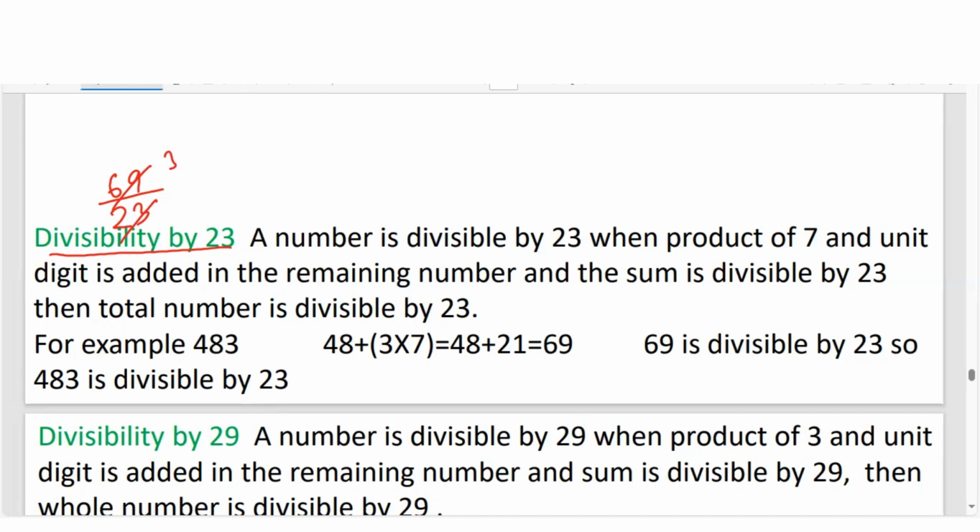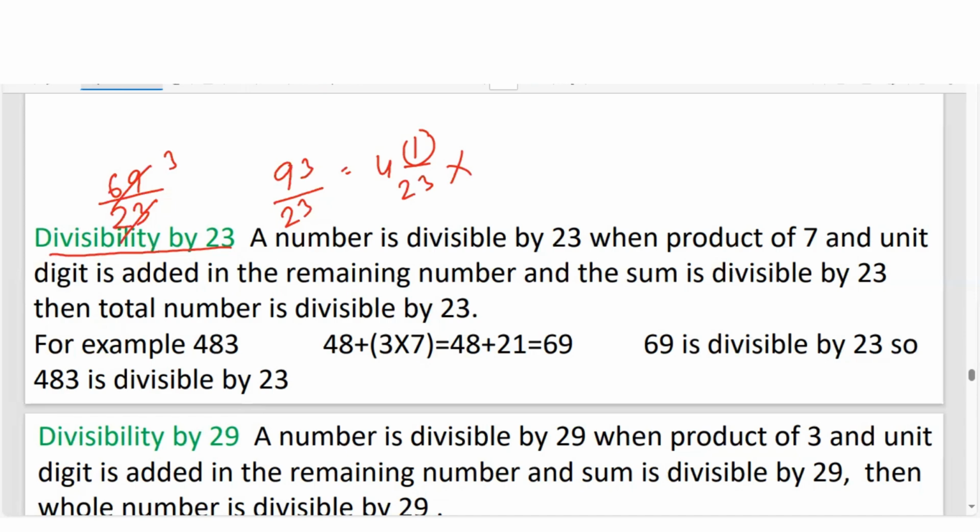Similarly, now the other number is given, suppose 93. You want to check whether that number is divisible by 23 or not. You know 23 fours are 92. It is 93, so the remainder is 1. So 1 is the remainder. That means the number 93 is not divisible by 23.